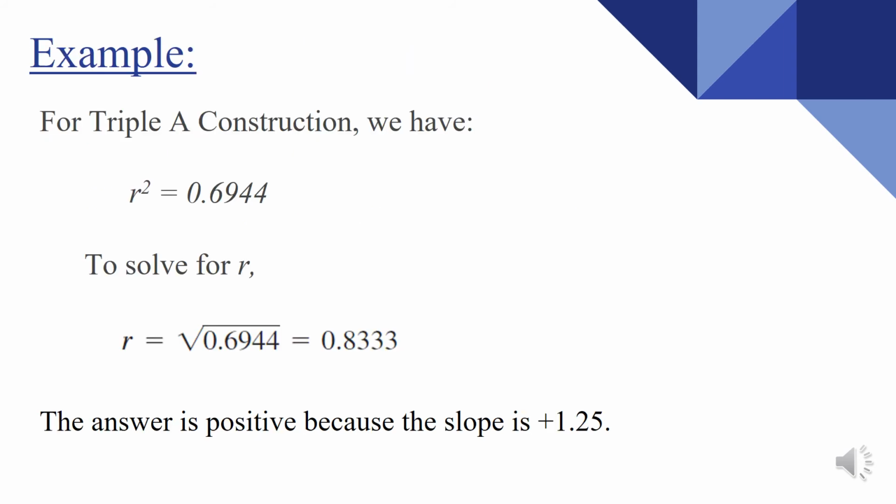In the given example for AAA construction, we have r squared equals 0.6944. So, to solve for r, we have the square root of 0.6944, or the answer is 0.8333. The answer is positive because the slope is positive 1.25.